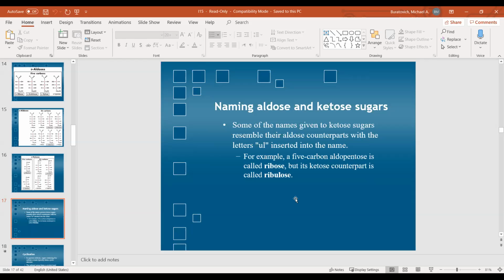Notice this convention. Ribose is an aldose. Ribulose is a ketose. Xylose is an aldose. Xylulose is a ketose. That's a common thread in the nomenclature.